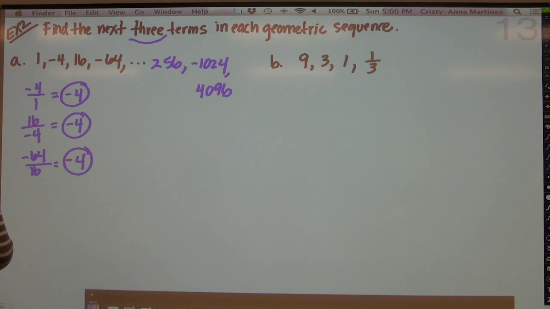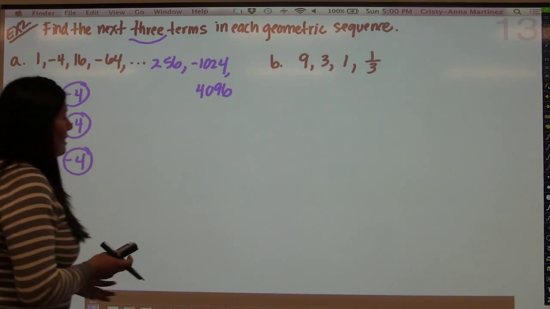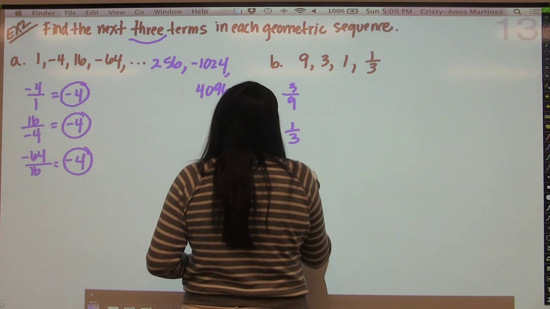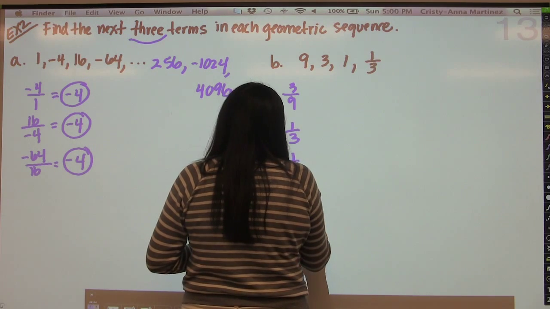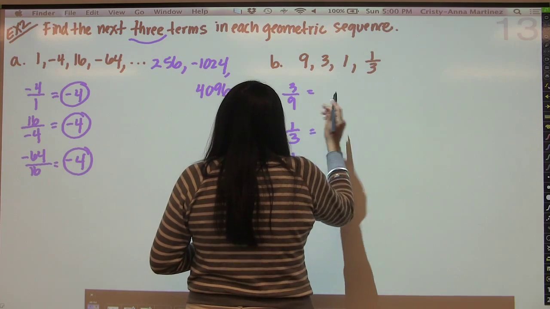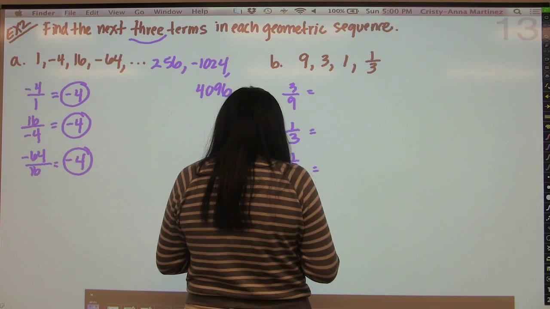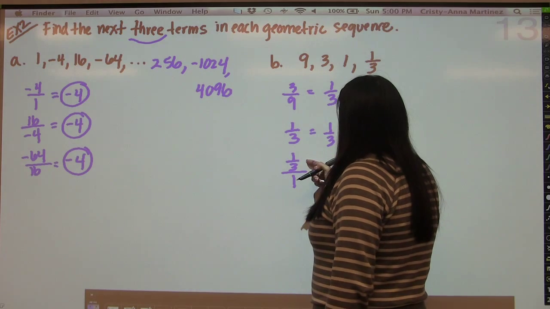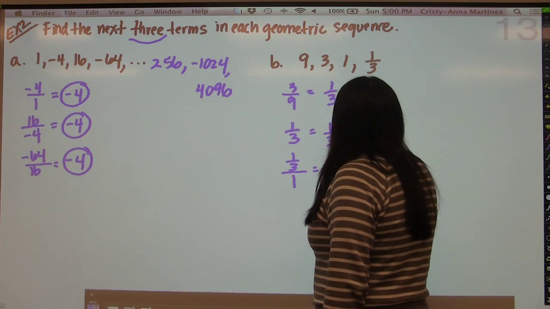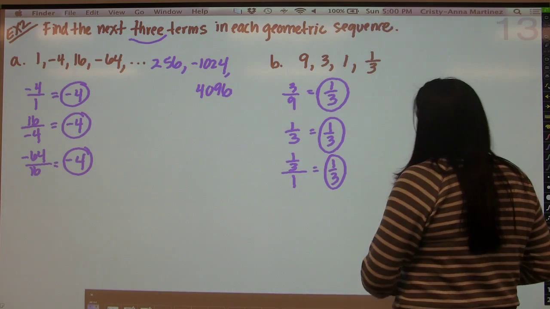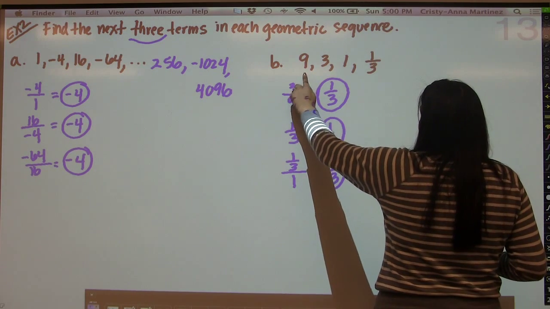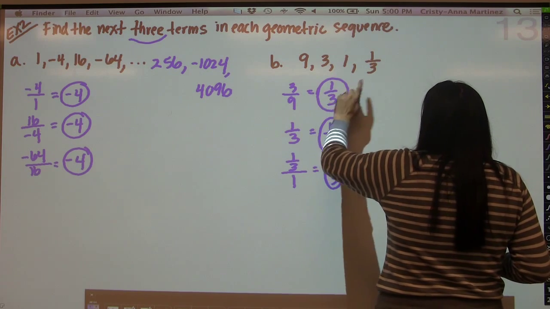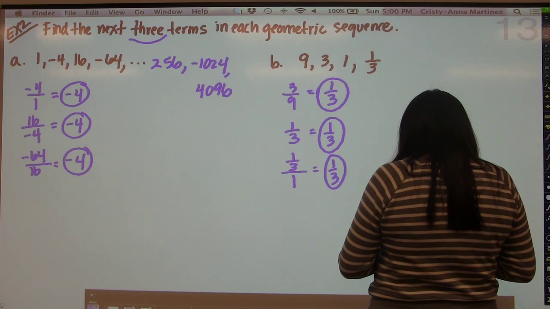So we do the same thing for part B. And so I'm going to take 3 divided by 9, 1 divided by 3, and 1/3 divided by 1. 3 divided by 9 is 1/3. And of course, 1 divided by 3 is 1/3. And 1/3 divided by 1 is 1/3. So again, my common ratio is 1/3, which means that I can take each term and times it by 1/3. So 9 times 1/3 is 3. 3 times 1/3 is 1. 1 times 1/3 is 1/3. And then we take 1/3 times 1/3.